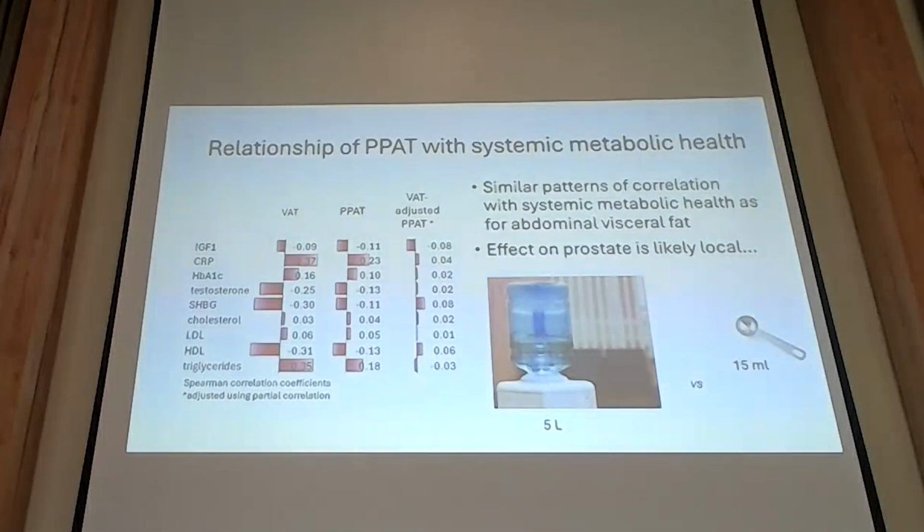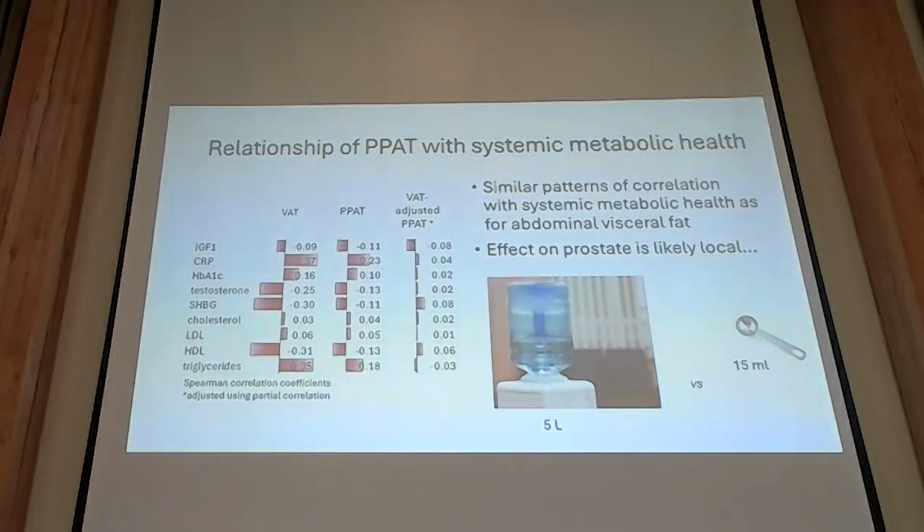And so next we thought, how does the amount of periprostatic adipose tissue relate to measures of systemic metabolic health? Here I'm showing you the Spearman correlation coefficients with blood measures taken from blood samples that participants provided at baseline in UK Biobank. When you compare the relationships for abdominal visceral adipose tissue with PPAT, we see similar patterns of correlation, although they're stronger for the abdominal measure of visceral adipose tissue compared to PPAT.